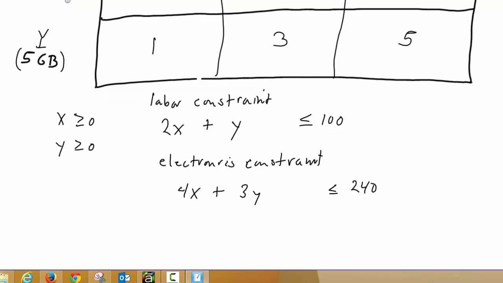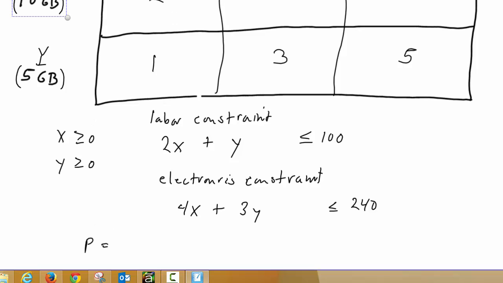And finally, if we write down our profit function, call it P, then what can we say? Well, if we're producing X 10 gigabyte models, assuming that we're selling all of them, then we're getting 7X profit from that, right? $7 for each one sold, and we're producing X of them. And in the same way, 5Y for the 5 gigabyte models. So that's all our information. Now we need to go up and graph this.